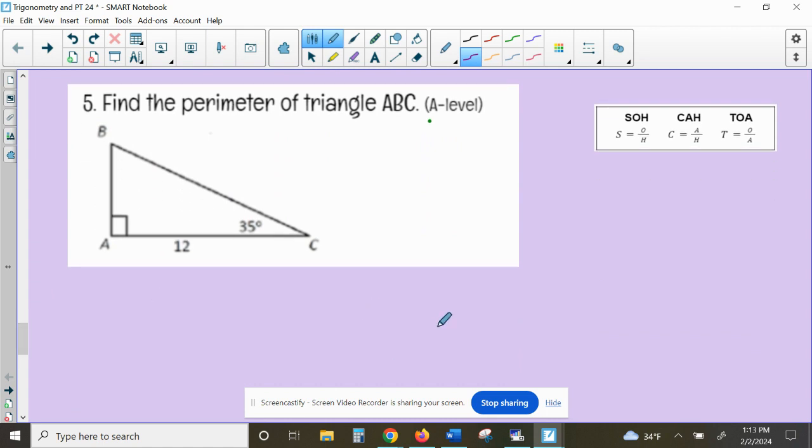Okay, what's this say? What do we want to find? Perimeter. What's perimeter? That's adding up all the sides? All right, so you got to add up all the sides.